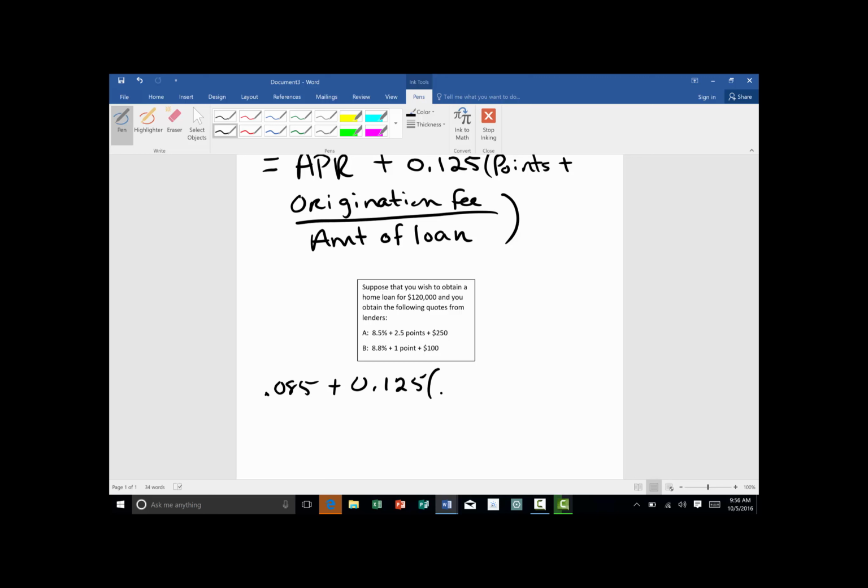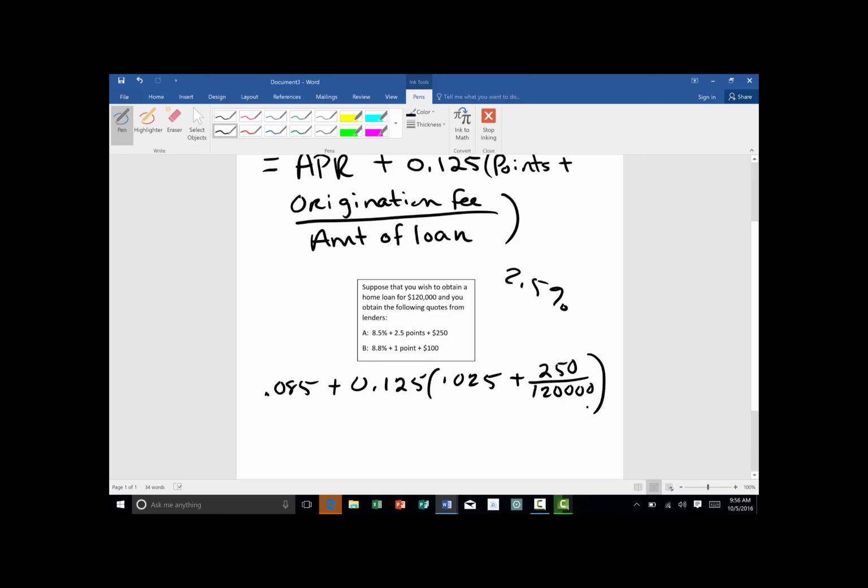So we write 2.5% as 0.025. So points plus the origination fee, which in this case is $250, over the amount of the loan. And in this case, the loan is $120,000.